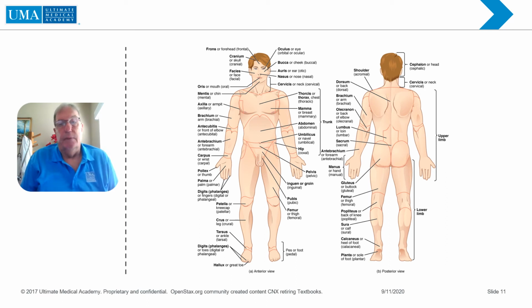You have the brachium, which is the upper part of the arm. Then you have the antecubitus, which is your elbow, and the antebrachium, which is the forearm. And then you have the carpus, the wrist, or carpal. As you can see, it gives you several names for each one of these anatomical positions. You have the pollex, or the common thumb, and the palm, and then you have the digits, or phalanges. Then you have the patella, which is your knee, and you have the tarsus, which is the ankle, and the digitus, which are your toes, or the phalanges.